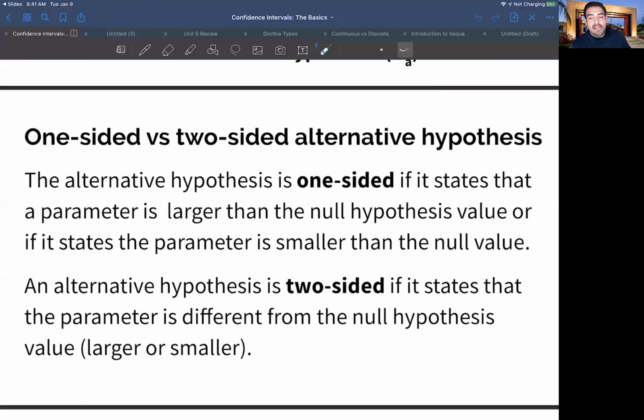The alternative hypothesis is one-sided if it's stated that the parameter is larger than the null hypothesis value, or if it's smaller than the null value. So for example, the candy corn example, I think that it's much less than 30%. So that's going to be one-sided. A two-sided alternative would be that, in general, it's just different from the original claim, right? It could be less than 30%. It could be more than 30%. That would be two-sided. It's either less than 30% or greater than 30%.